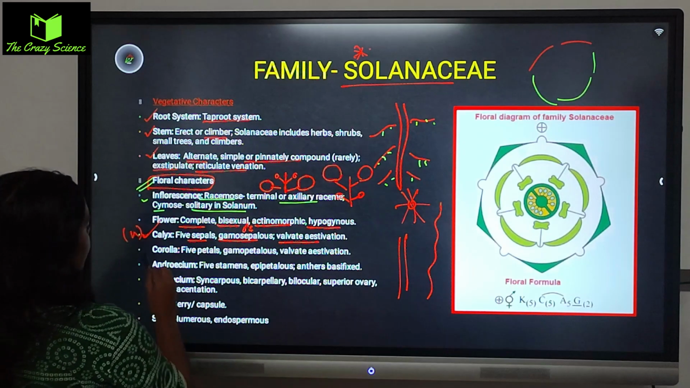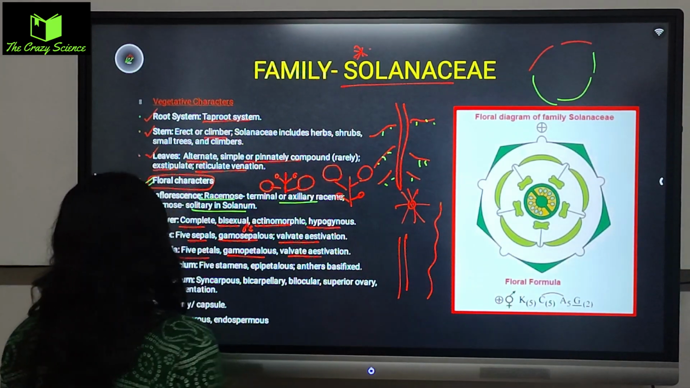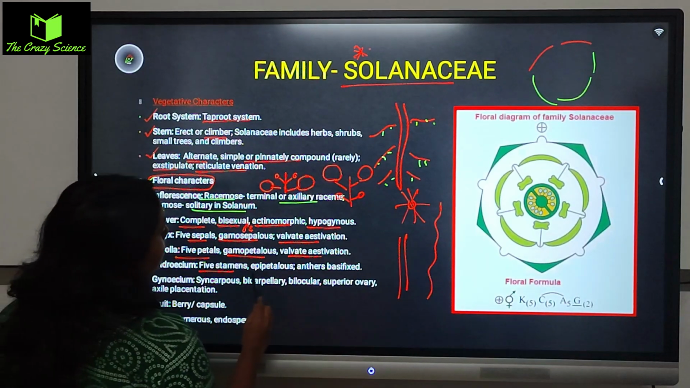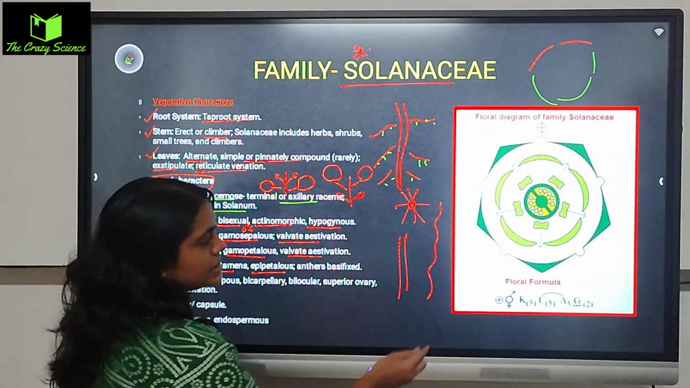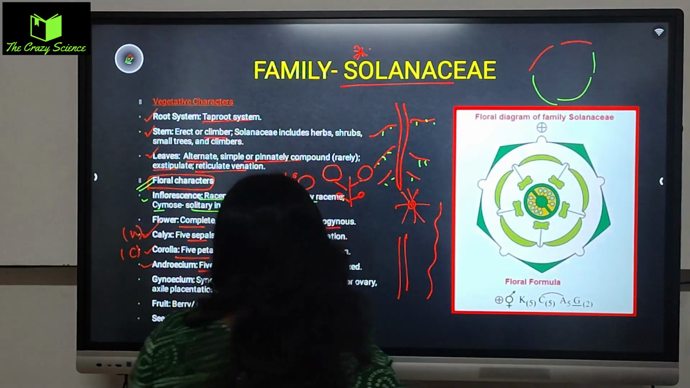Next is corolla, we write it with C. 5 petals, gamopetalous and valvate, they will be the same way. Androecium will be 5. Epipetalous, they will be connected with the petals. See how they are connected with the petals. Androecium, this is the male part.